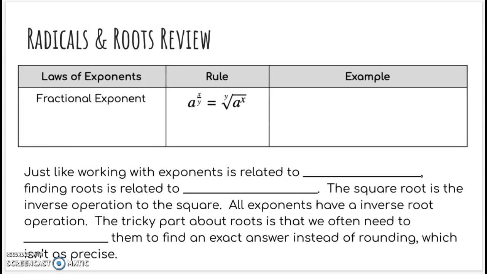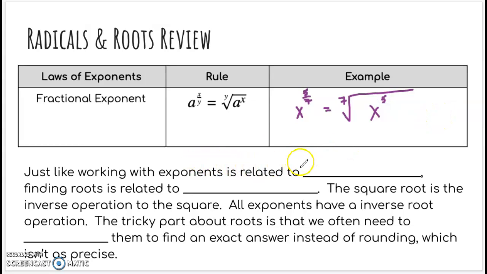All right, so let's talk about radicals and roots. We learned our laws of exponents. We have this fractional exponent rule where if we have our base raised to a fractional exponent, then we know the number in the numerator is the exponent, and the number in the denominator is the index in our root. So for example, if I had x to the 5/7 power, I could rewrite or convert it to be equal to the 7th root of x to the 5th power.